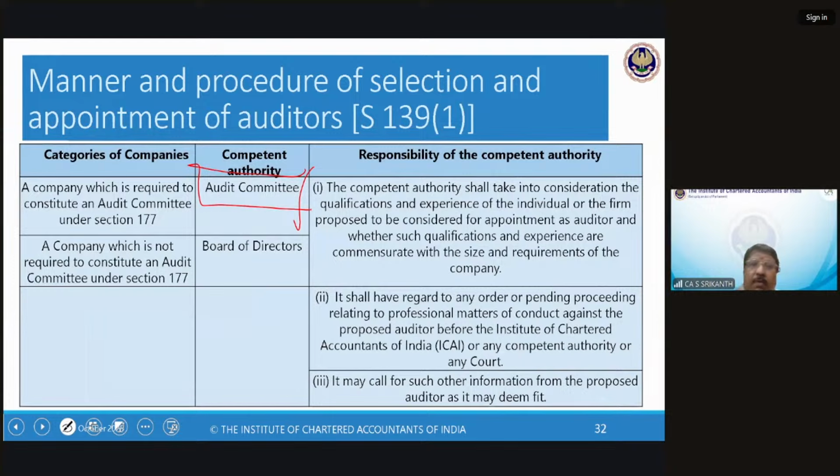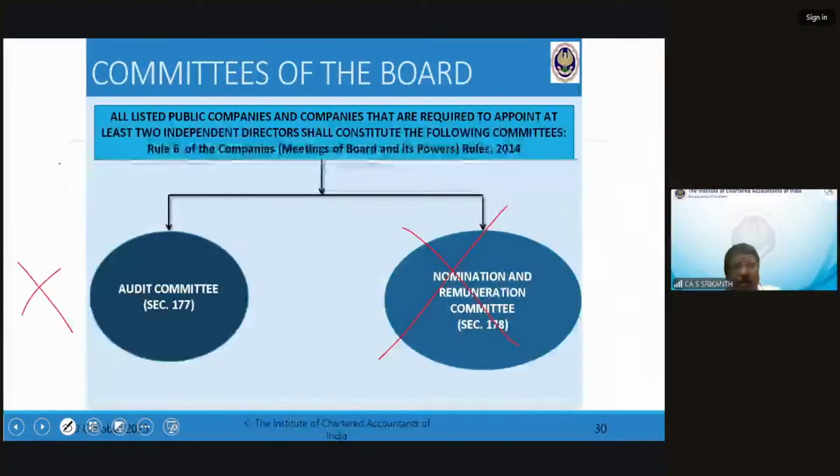One of the jobs of the audit committee is to select the auditor. The board can do it, but where there is an audit committee, it is the audit committee which is the competent authority to take this into consideration. So the competent authority, where the company is required to constitute an audit committee under section 177. The minute I come here, immediately you will ask me, what is this 177? Tell us. Therefore, I'm telling.